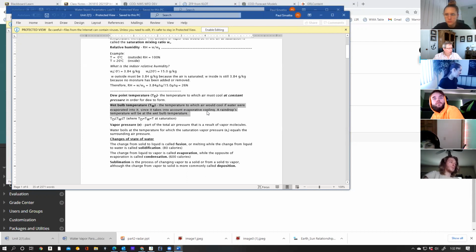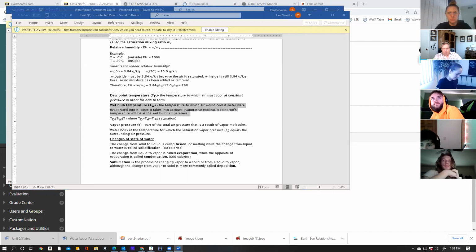Because if I add heat to water, what does the water do? It evaporates. But what happens when water evaporates? It cools. Yes. And what would you say though? When water vapor condenses, latent heat is released. So if water evaporates, latent heat is absorbed. That's the word. That's the opposite of release. You absorb it, right?